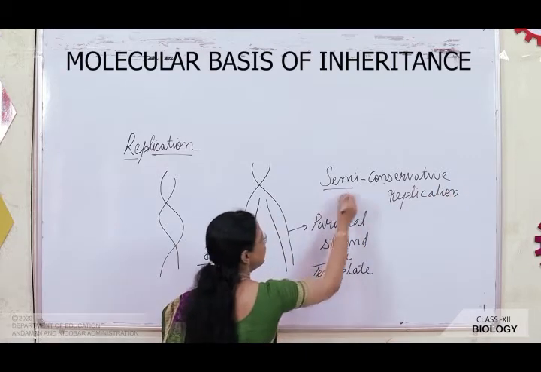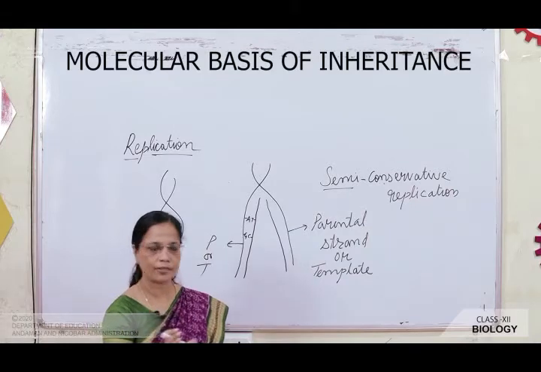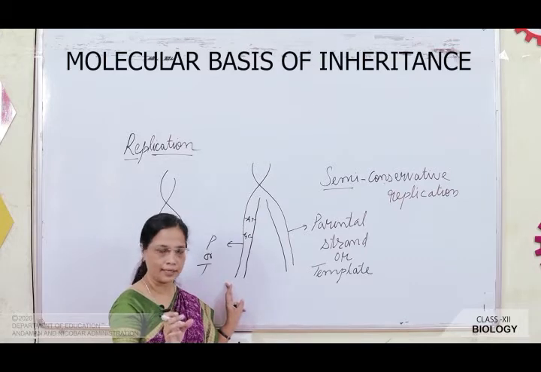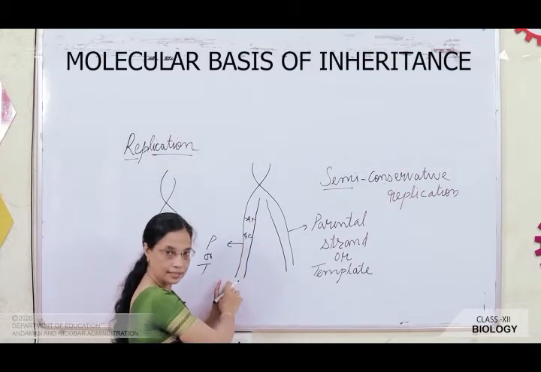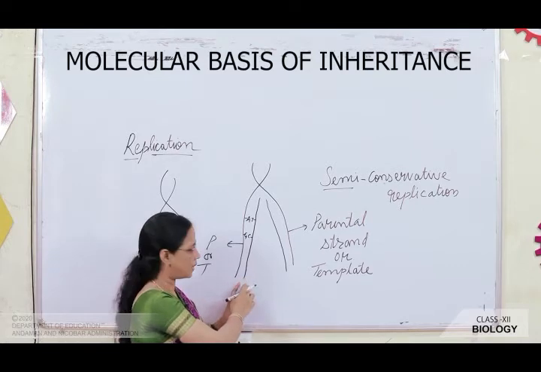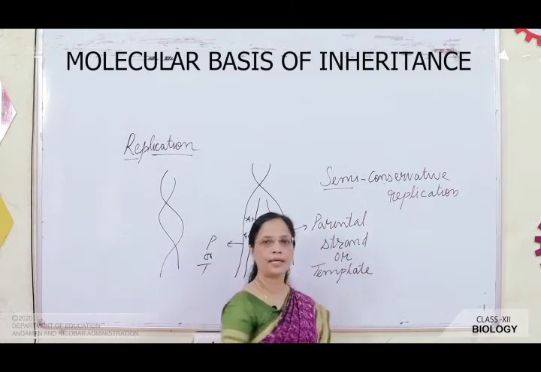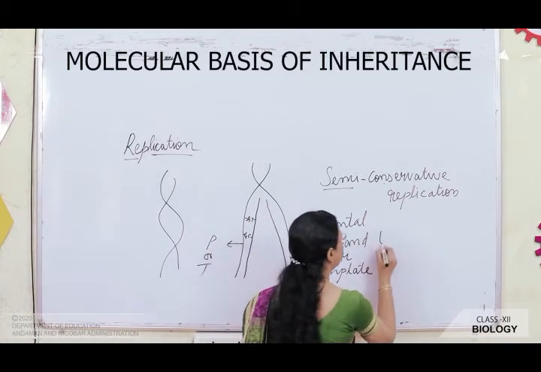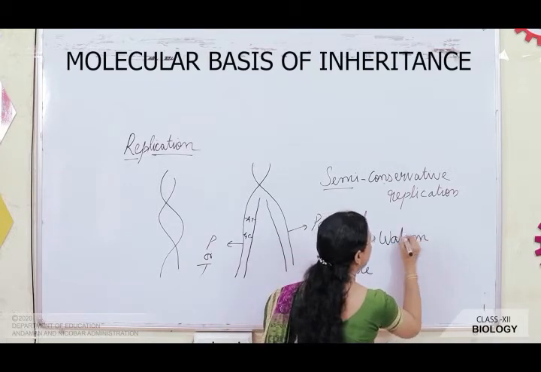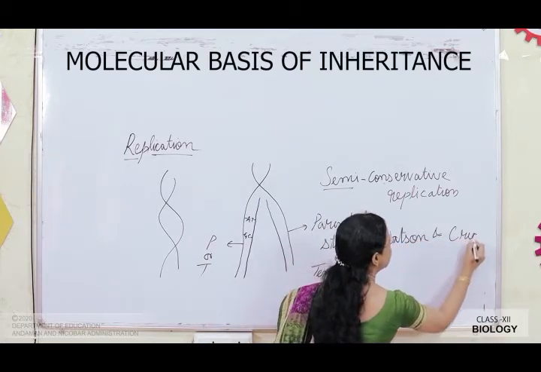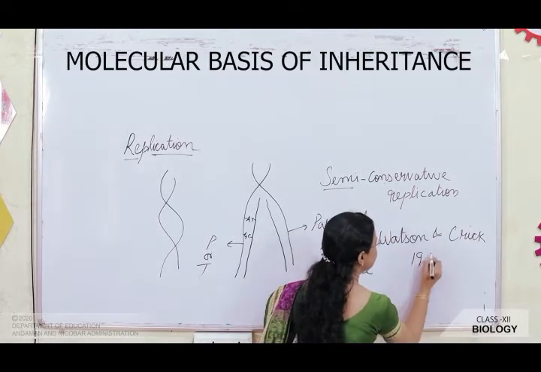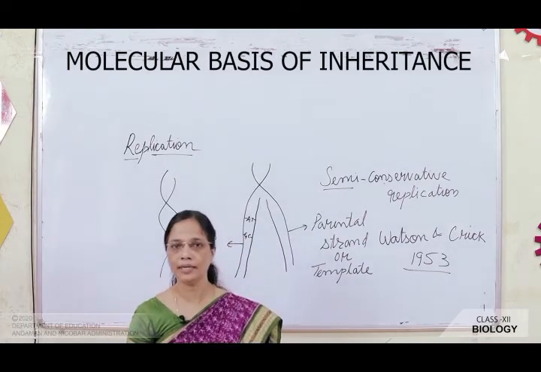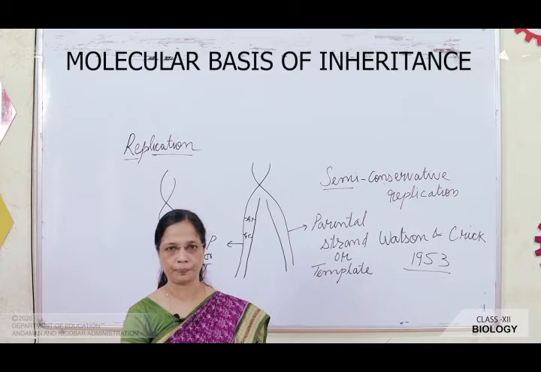Why is it called semi? Semi means half. Half of the parental strand is conserved in the newly formed DNA. One is the parental strand which is conserved and the other is the newly synthesized strand. That is why this replication is known as semi-conservative replication, and it was proposed by Watson and Crick in the year 1953. In the same year, they made the model of the DNA double helical structure.